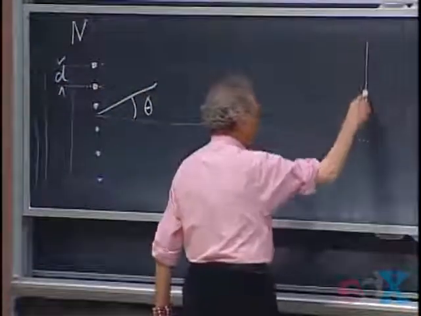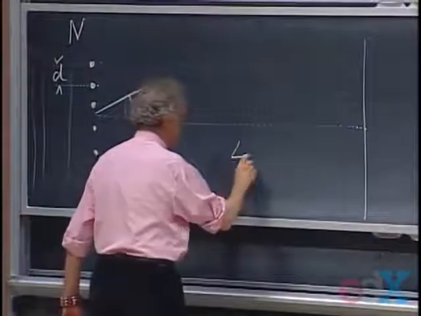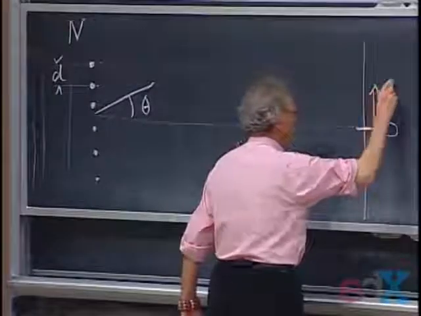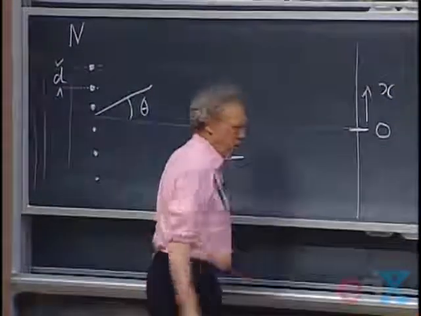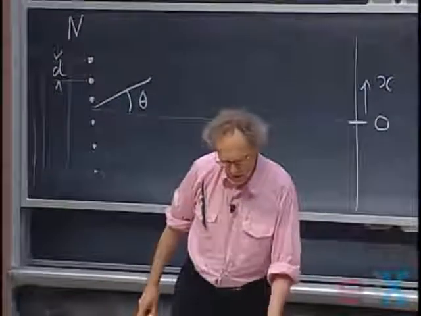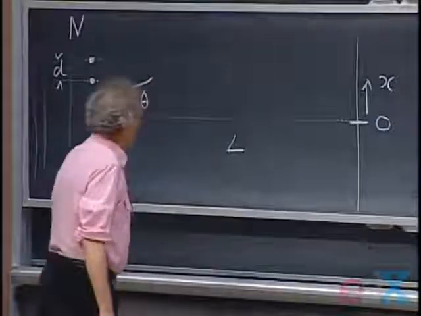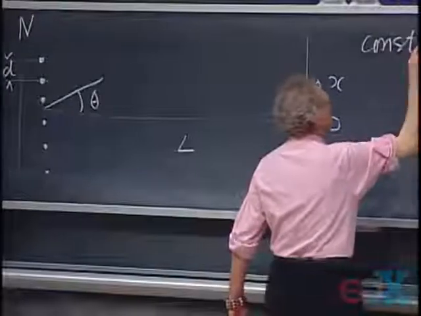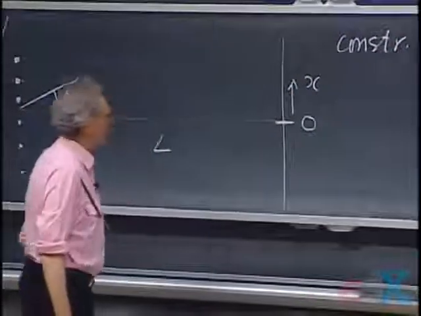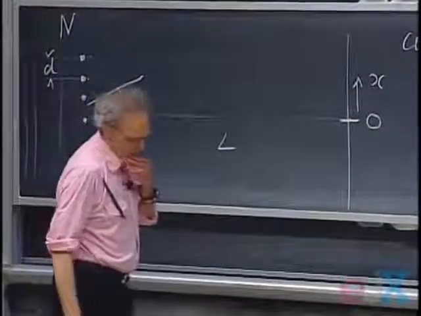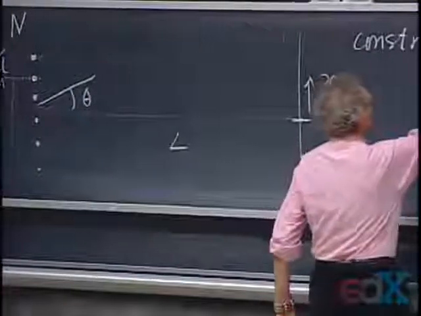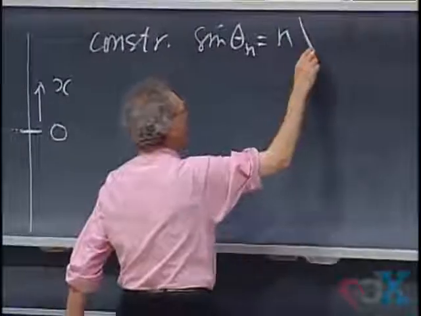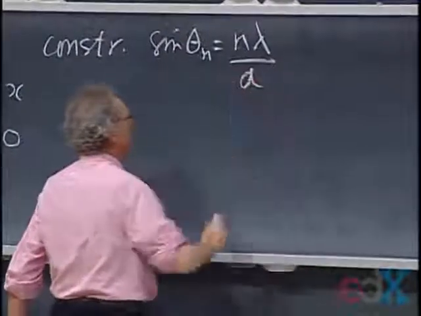And then we can put up here a screen at a distance L, and we will call this x equals 0, and then we can even ask the question, where exactly on that screen will we see these maxima? You will have constructive interference, exactly the same situation that we had with the double-slit interference pattern, when the sine of theta n equals n lambda divided by d.